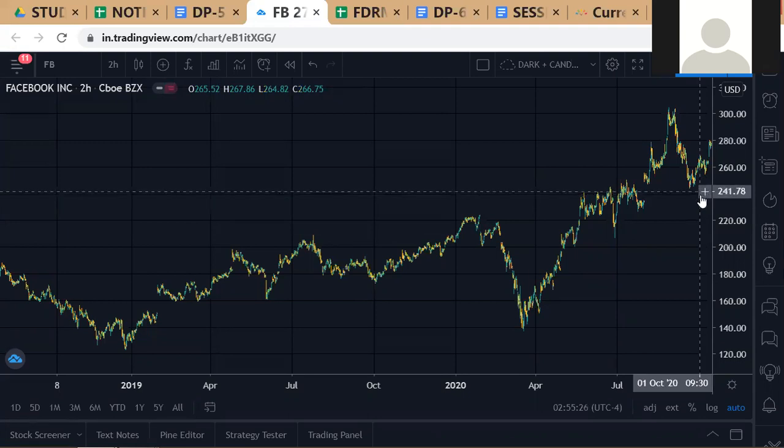So that whatever happens to you, maybe you can't log into the system for 7 days, this order is still in the market. So if something happens to Facebook and it collapses, you will get stopped out at 240, and your losses will be limited. It's a very important risk management tool.